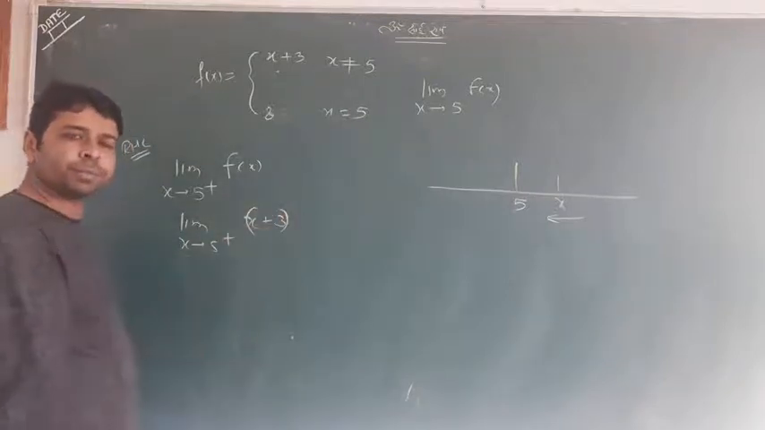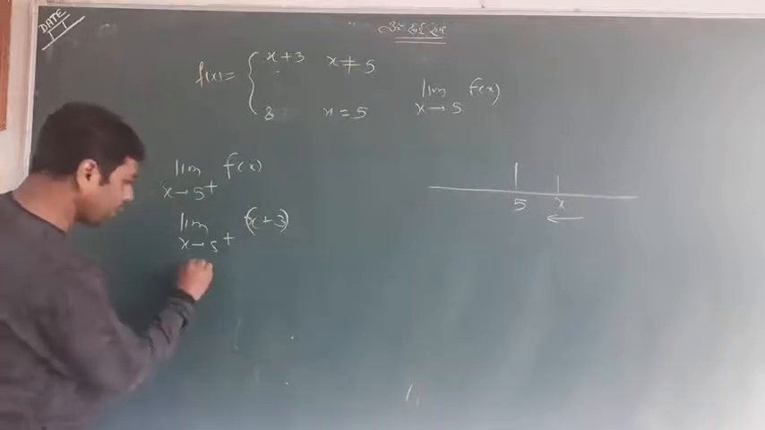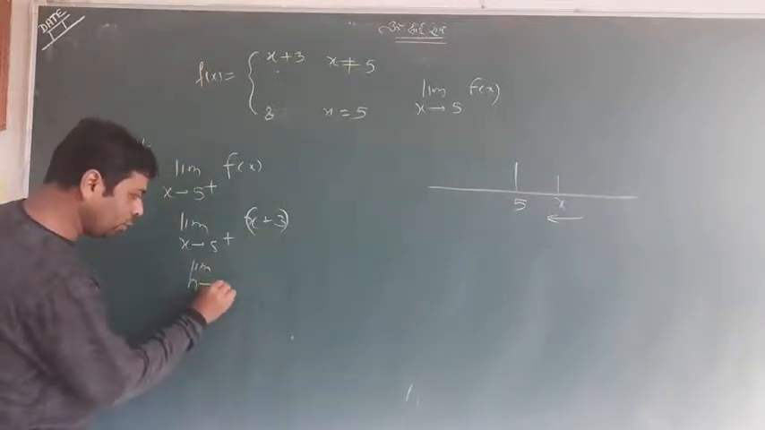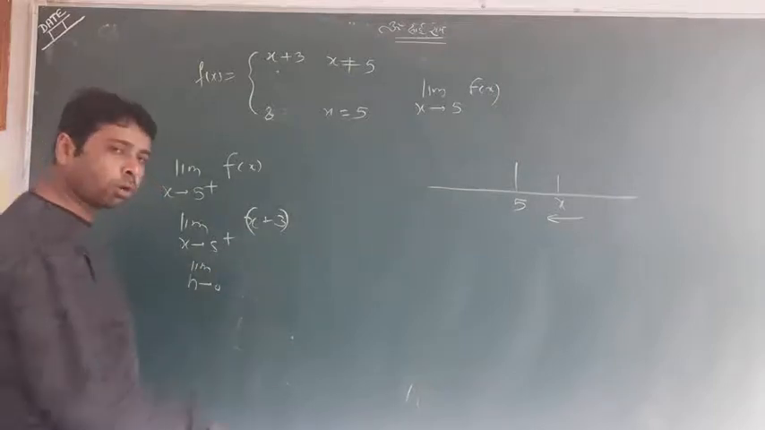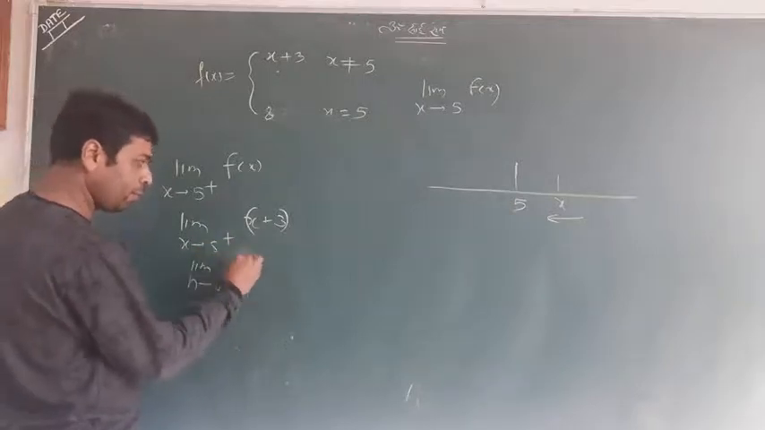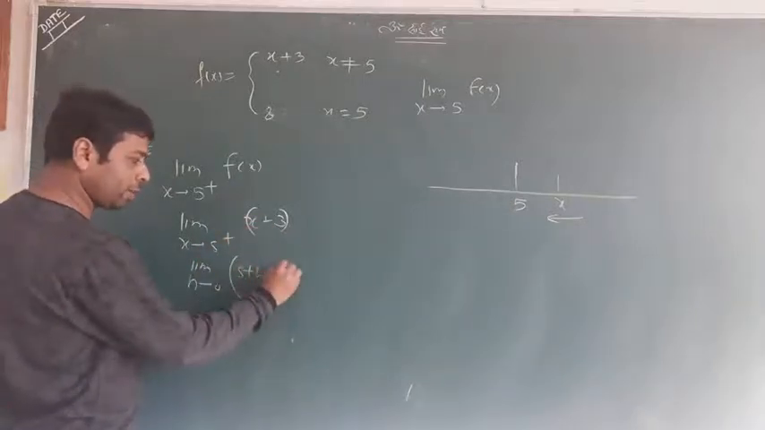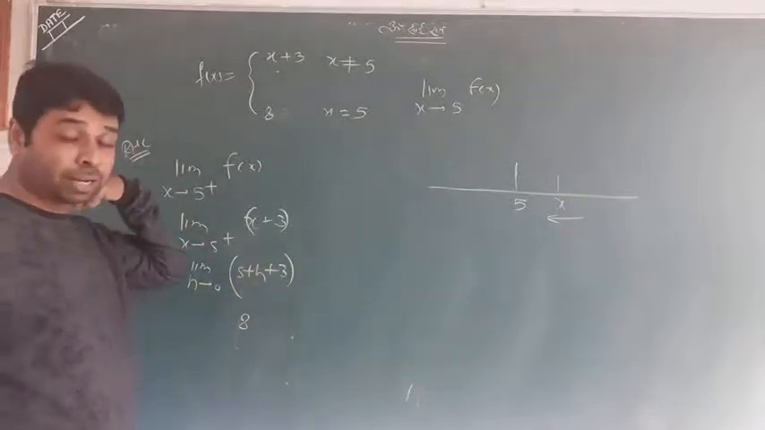And solve it. Use a shortcut. Write h tends to 0. It's a shortcut now, I'm leaving two steps. And instead of x, you write 5 plus h, and plus 3. Your answer is, h tends to 0, 5 and 3, 8. This is my right hand limit.